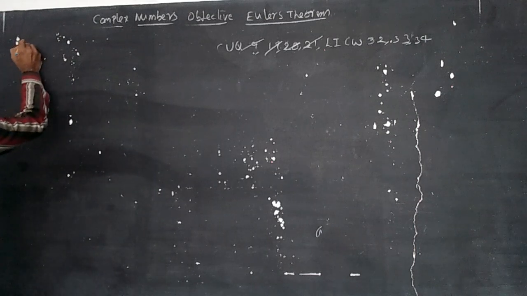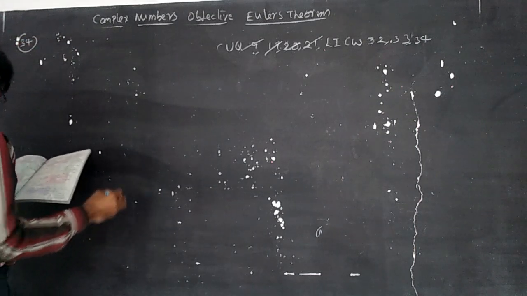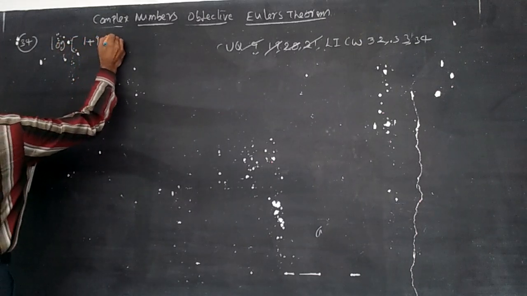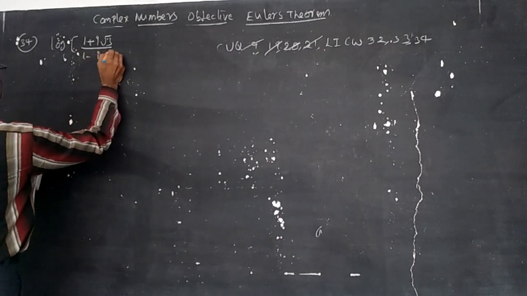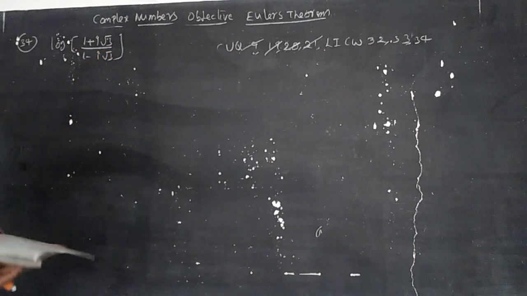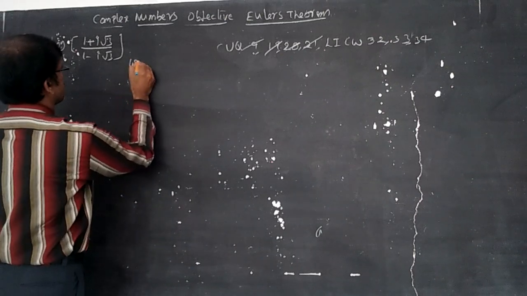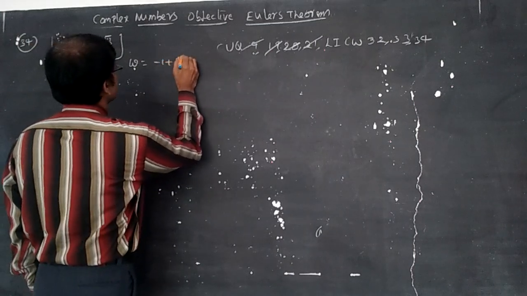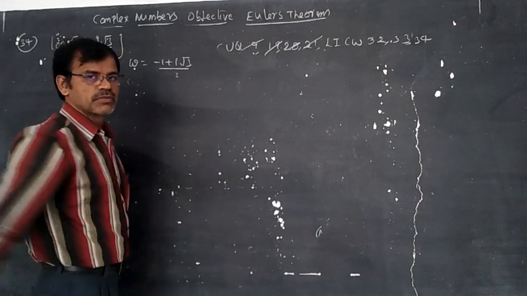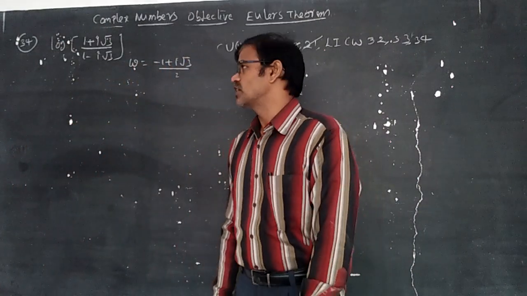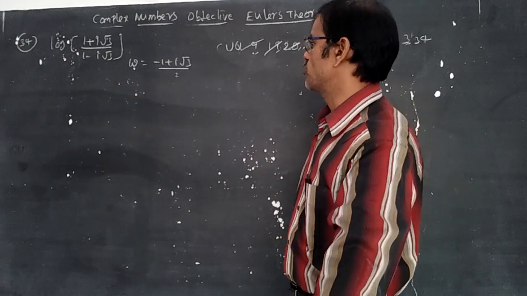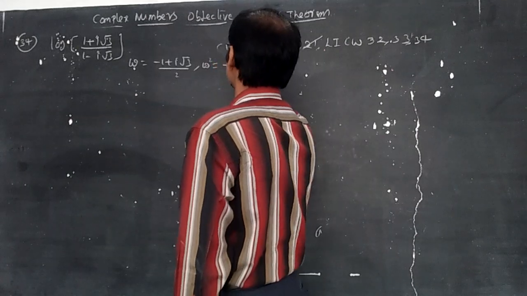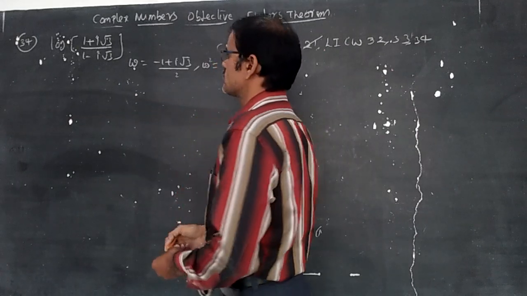Fourth question, level 1 class work. Find the value of logarithm of (1 plus i root 3) by (1 minus i root 3). Now, let us remember the value of omega. Omega value is minus 1 plus i root 3 by 2, which is 2 pi by n; if you put n equal to 3, that is the cube root of unity. And omega square value is minus 1 minus i root 3 by 2.